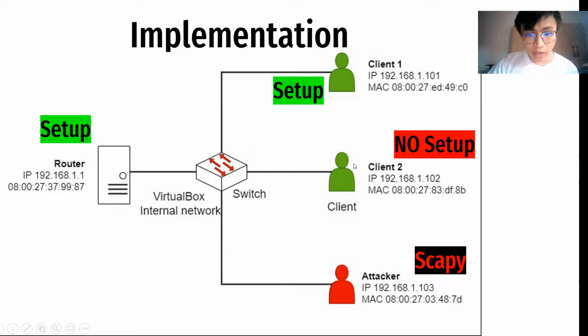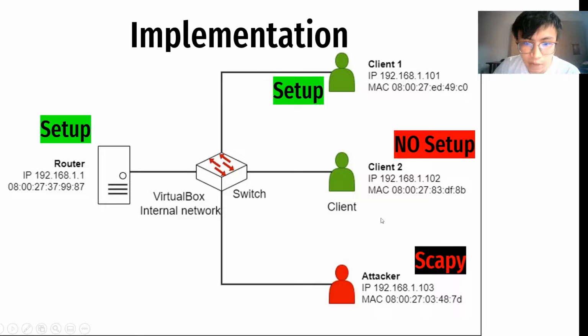So to evaluate the effectiveness of the semi-static ARP cache table, the program that contains the semi-static ARP cache table is only set up in client 1 and also the router. Then client 2 is not set up, to show the difference.